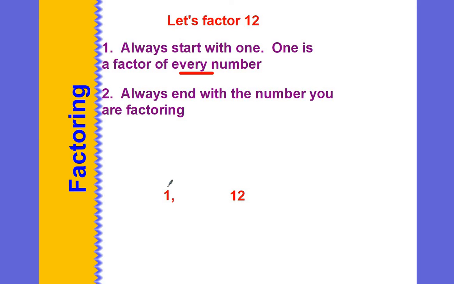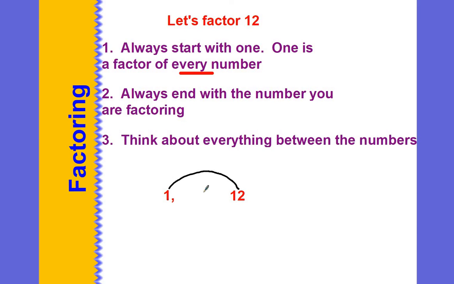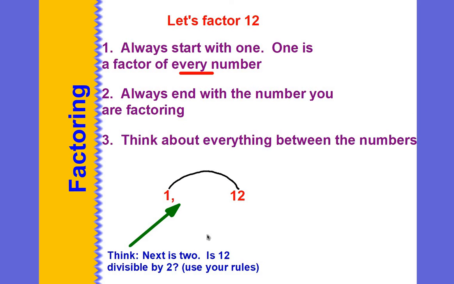So we're making that rainbow here. So 1 times 12 gives you 12. Now I'm going to think about every number in between. Okay, every whole number in between. So the first one I think of is 2. Is 12 divisible by 2? Yes, it is, because it's even. See, those divisibility rules are helping us out.